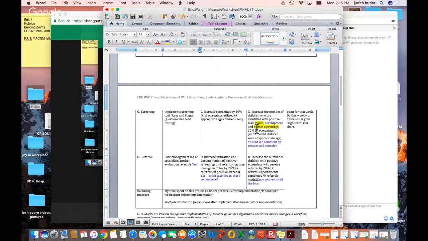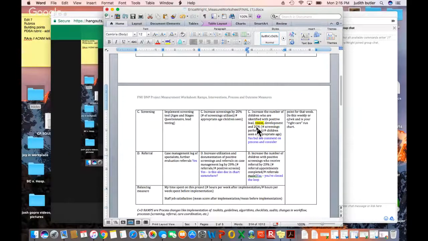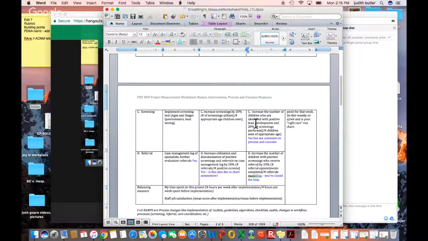And then C, increase the number of children who are identified with positive. We're going to get rid of these two. You're looking to identify the abnormals. That's your outcome. You screen them. You want to know who's abnormal.